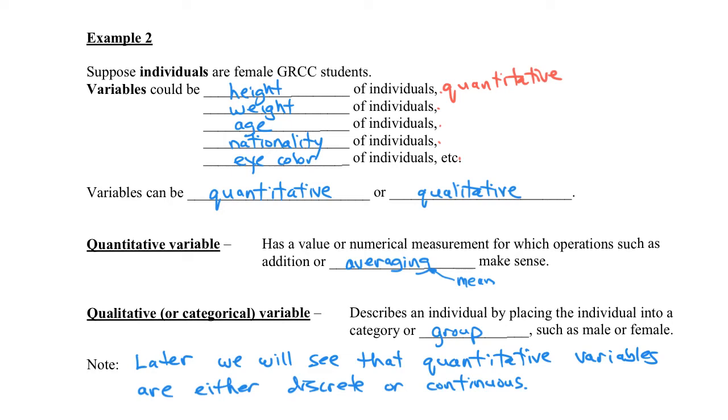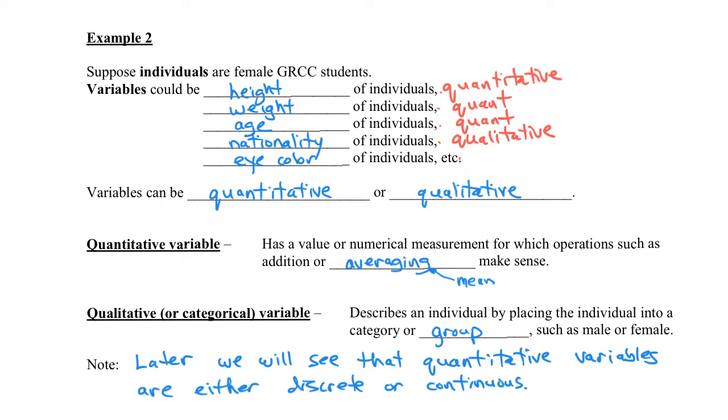So weight, average weight, that makes sense. That's quantitative also, right? Quantitative. Age, we could talk about the mean age. That would make sense. That's definitely quantitative. Nationality, could you talk about the mean nationality? All right. That's not going to make sense. That's going to have to be qualitative. Right, that's a qualitative variable.